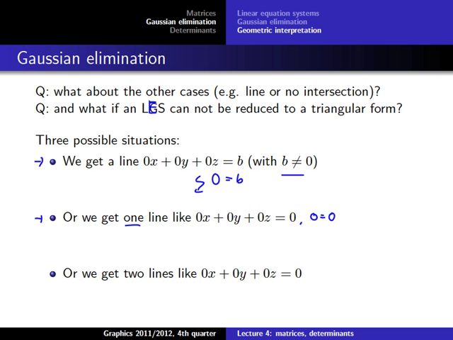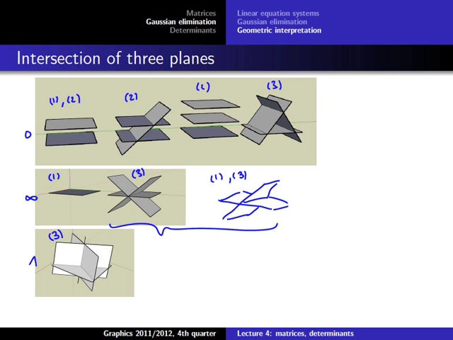And also, of course, it can happen that this is for two lines in the equation. So for two equations, we get 0 equals 0. That means we only have one equation left with three unknown variables, and that means we have a plane representation, which is exactly this case here.